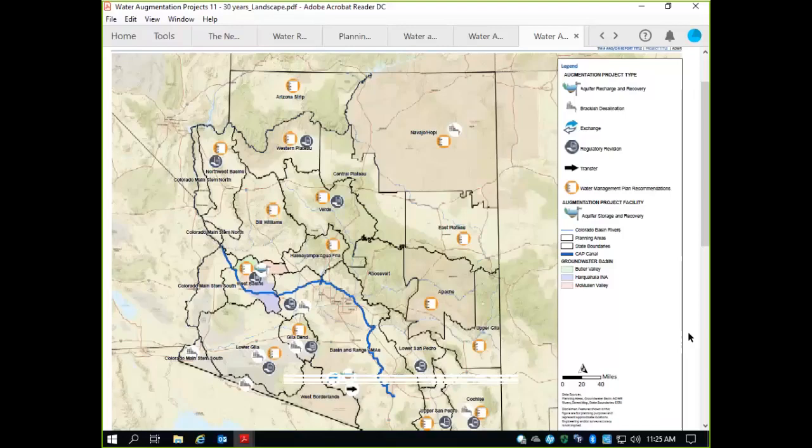The other ones that are on in multiple places here are the brackish groundwater desalination facilities. And the locations here are mostly based on the study that Montgomery and Associates did a few years ago.